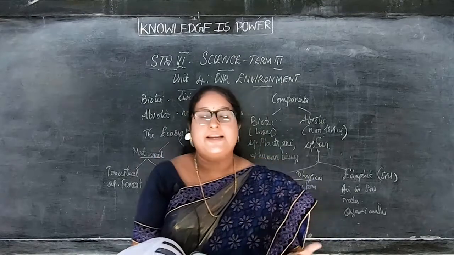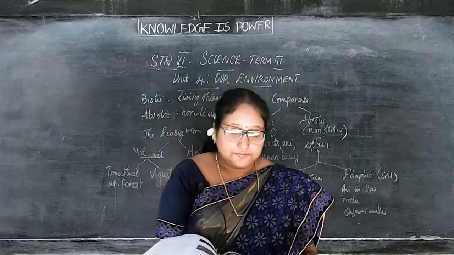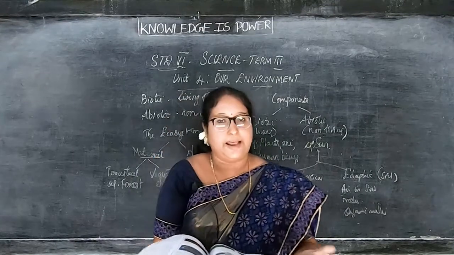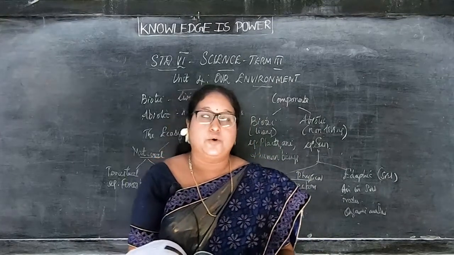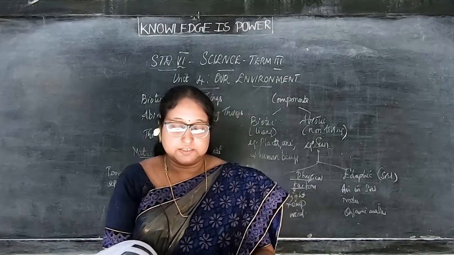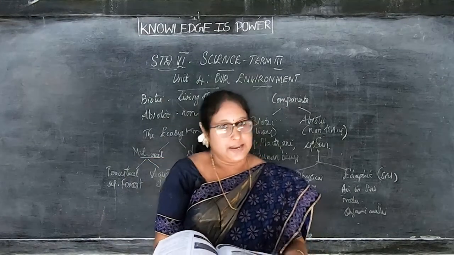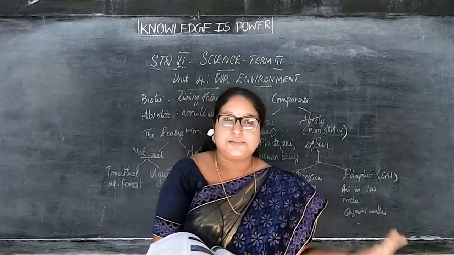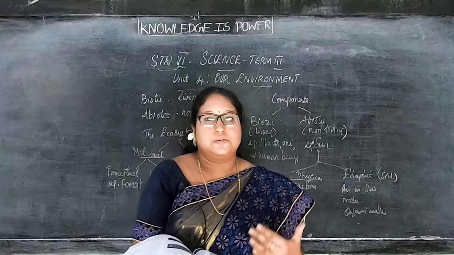Artificial means what I said? Man-made. Okay, artificial is created and maintained by humans. Man-made. Then we humans create and maintain it. They have some of the characteristics of a natural system. These are much simpler than the natural. So compared to natural, the man-made ones are very simple.